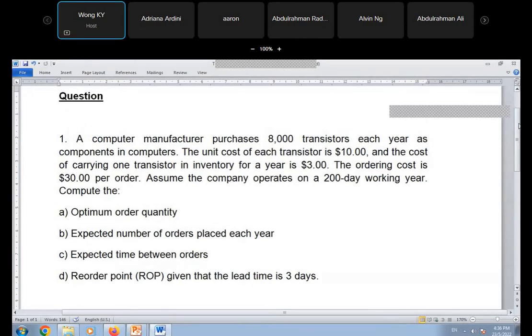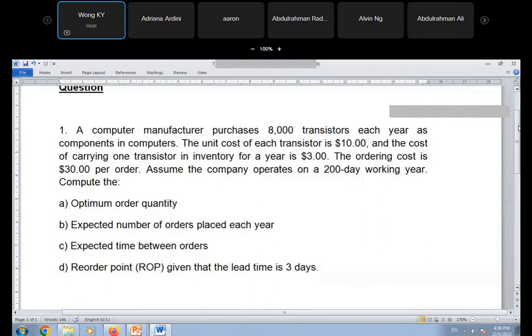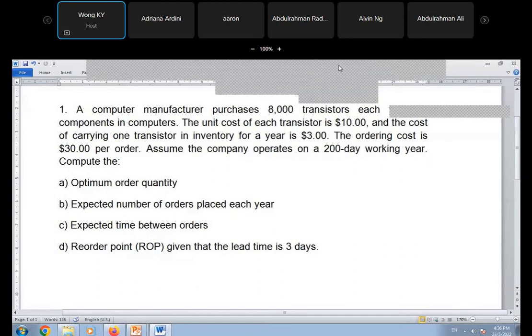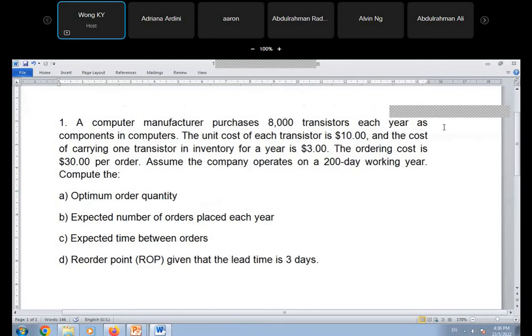So for the class now, I give you 5 minutes to read the question and calculate all this and tell me the answer later. Everyone has to do it. Later I will call names to make sure you are not sleeping. So start now, 5 minutes. Question 1 is for the EOQ model.